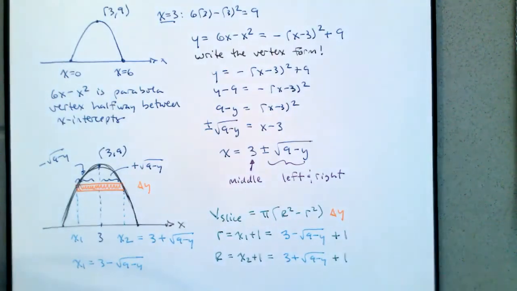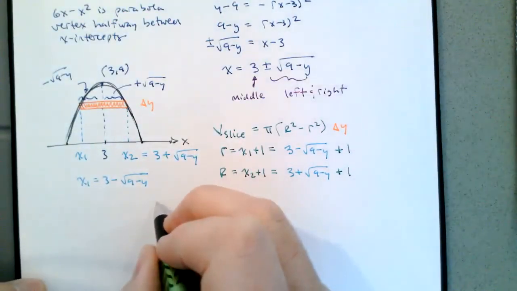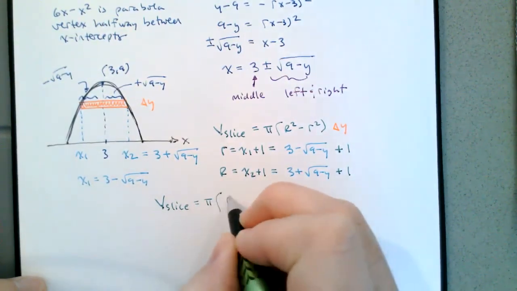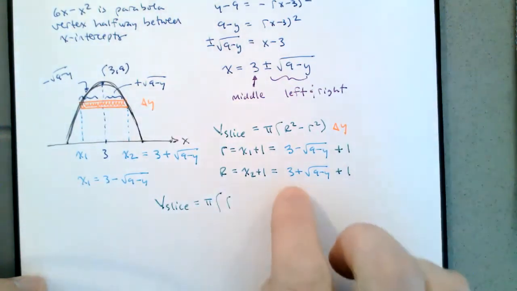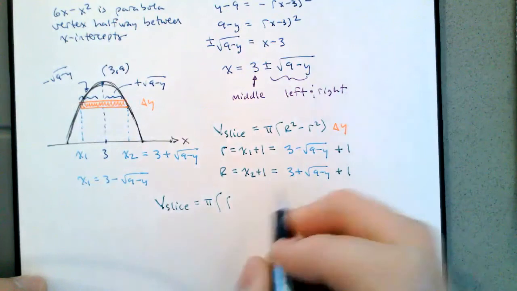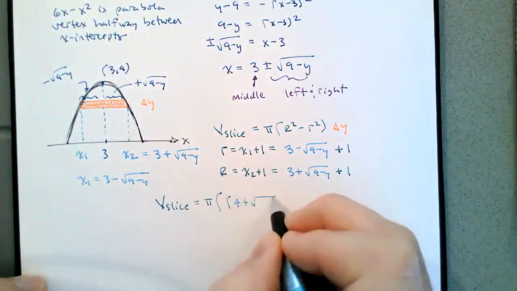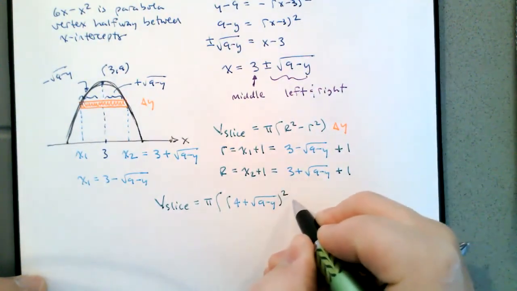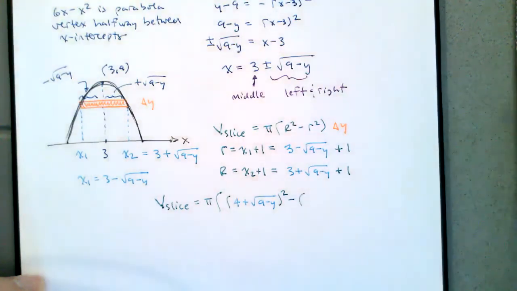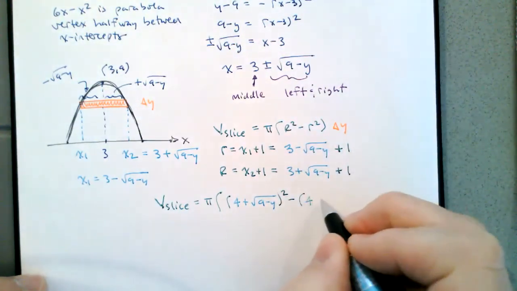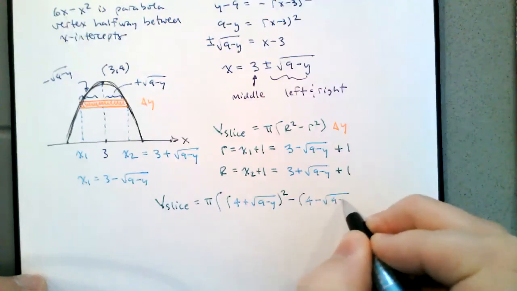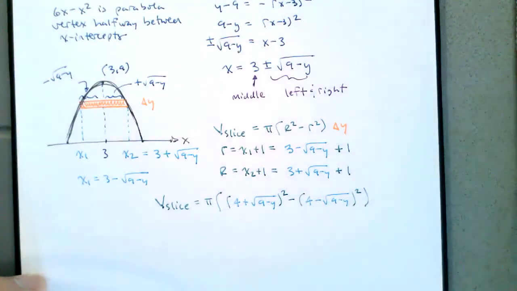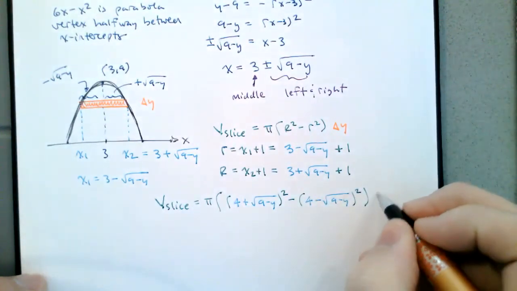So now the volume of the slice is pi times big R squared. So I'm going to combine the 3 and the 1 and write this as 4 plus the square root of 9 minus y, squared, minus little r squared, which I'm going to once again write as 4, but minus the square root of 9 minus y, squared, all times the delta variable, delta y.